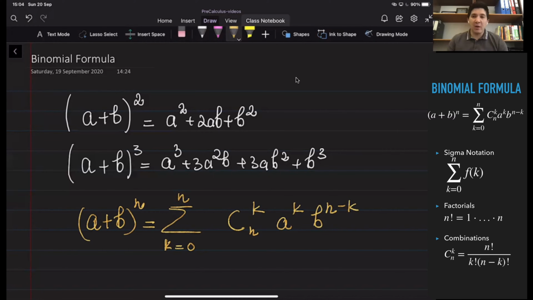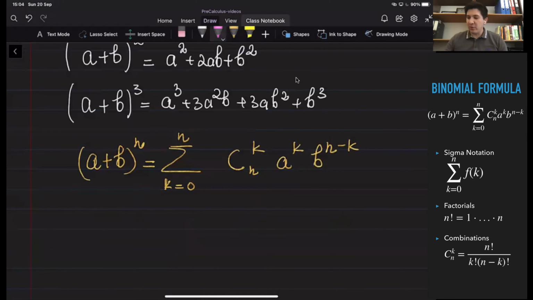At first glance, this formula looks terribly difficult and long. So what we are going to do is try to understand every one of its components. First of all, we are going to discuss this sigma notation. We call this a sigma notation.